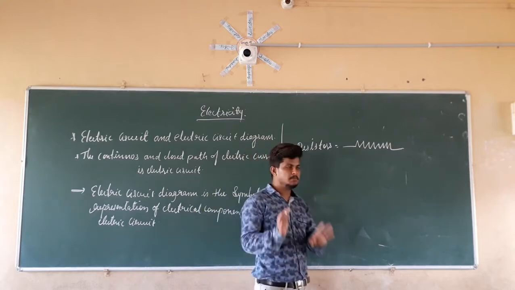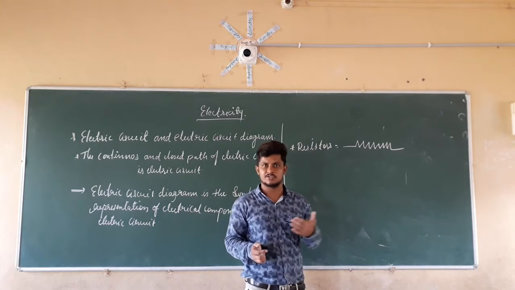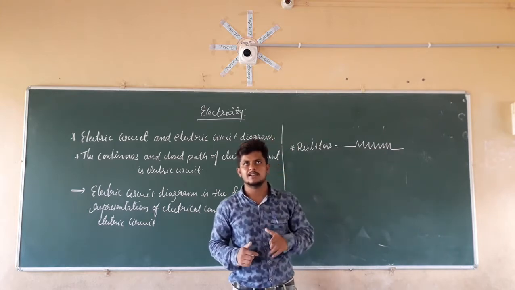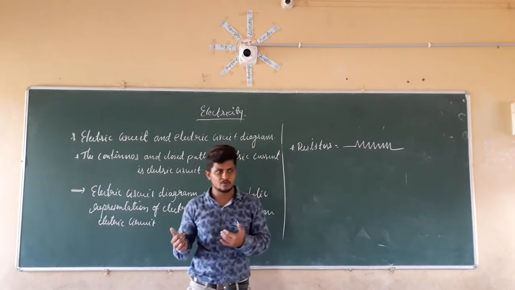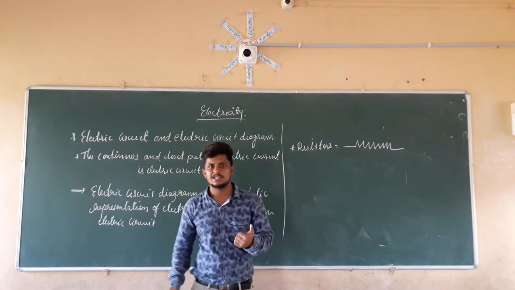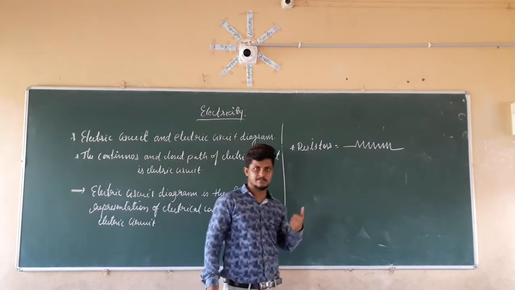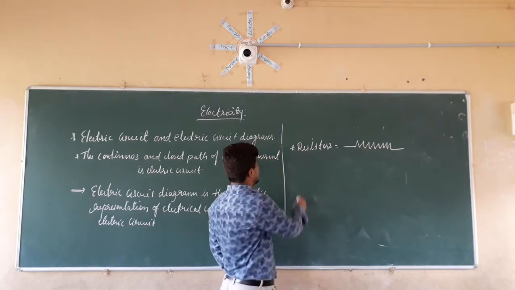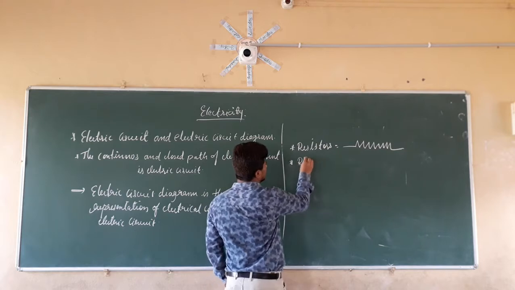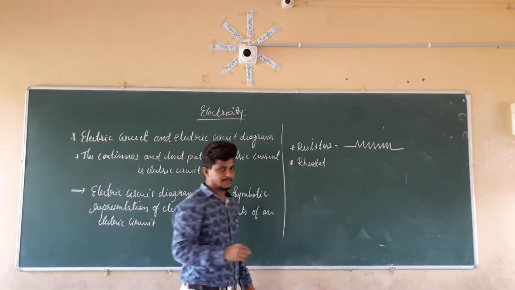Up to that point, just remember, resistors are, for example, a bulb, which is also a resistor. A fan is also a resistor. Any electrical equipment or electrical components present in the electric circuit are resistors only. In the same manner, the rheostat is nothing but variable resistance.